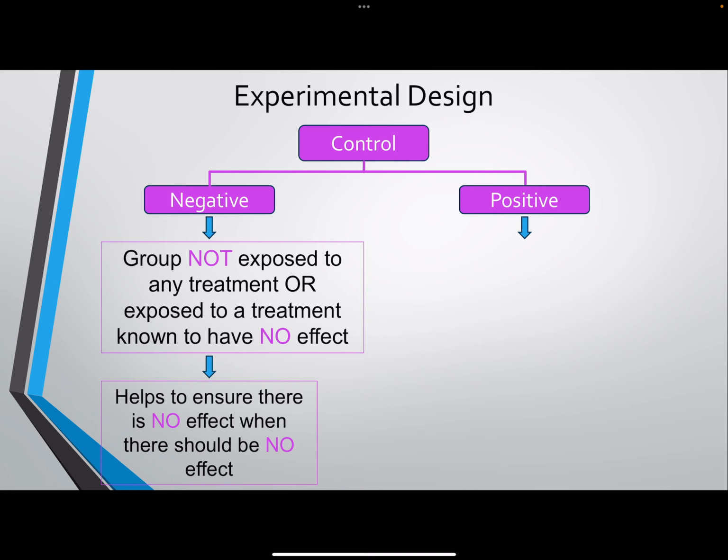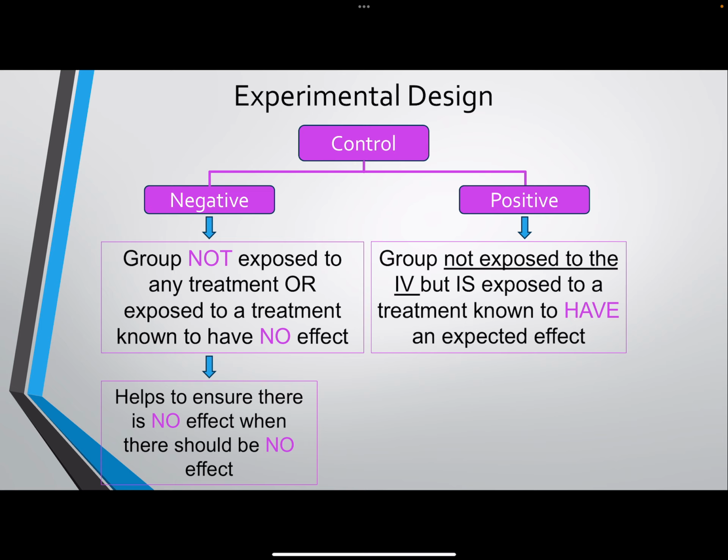For the control, there's a negative and positive. Negative is a group not exposed to any treatment or exposed to a treatment known to have no effect. It helps ensure that there is no effect when there should be no effect. And for positive, groups are not exposed to the IV, but are exposed to a treatment known to have an effect.